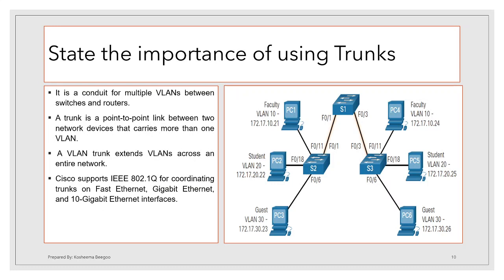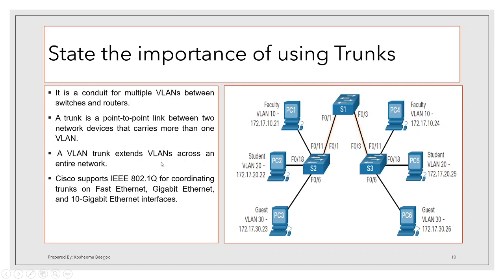Next, state the importance of using trunks. So I already told you it's a conduit for multiple VLANs between switches and routers. Well, here we have only switches. A trunk is a point-to-point link between two network devices that carries more than one VLAN. So here it's going to carry VLAN 10, VLAN 20, and then VLAN 30. Here, this port Fa0/1 has to be configured as trunk. This also has to be configured as trunk. This also has to be configured as trunk. And this also has to be configured as trunk.